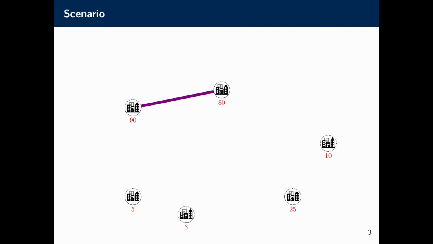But the government asks for at least k cities to be connected by this network, which in this case is 3. Thus, we end up connecting the city with penalty 10 to the network, and the one with penalty 25, because it was close enough to the network to be worth it.